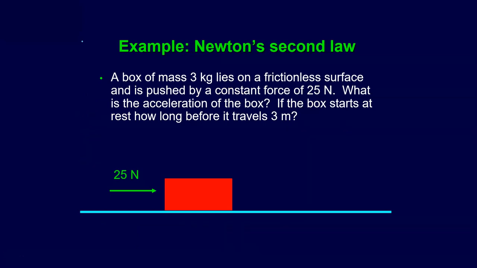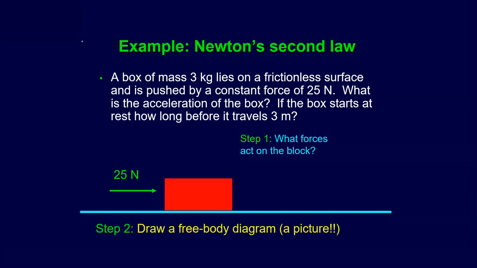So, Newton's second law. Here we have a box of mass 3 kilograms that lies on a frictionless surface and is pushed by a constant force of 25 newtons. What is the acceleration of the box? If the box starts at rest, how long before it travels 3 meters? The way we approach these types of problems is the first step will almost always be to draw a picture and figure out what forces are acting on the block. And so here we've got the force of the 25 newtons.